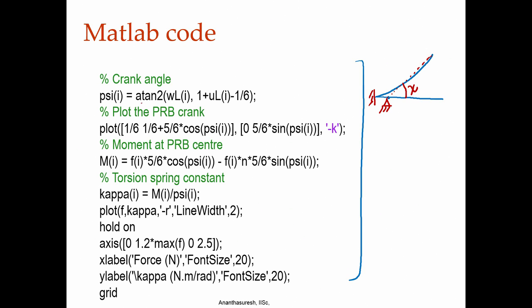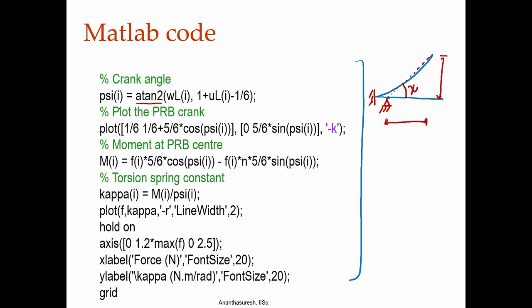Okay, the atan2 function gives you the right quadrant, with WL and then 1 plus UL, the way UL was defined in that particular code. So, basically what we are saying is that I want to take this vertical thing and this horizontal thing, and that is what we have, this psi.